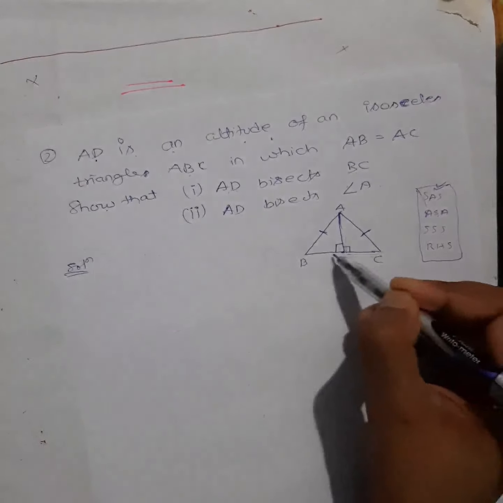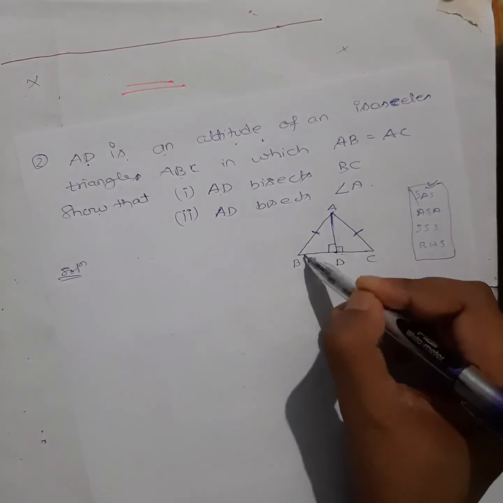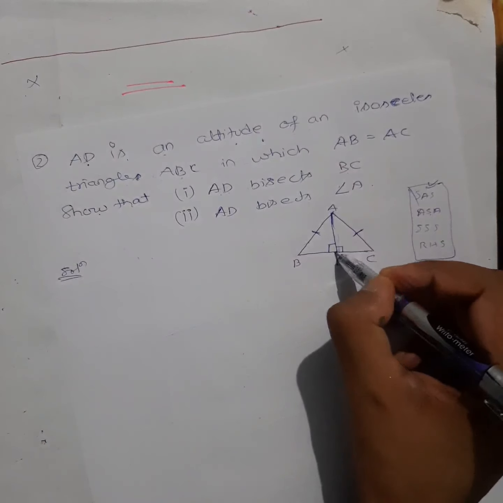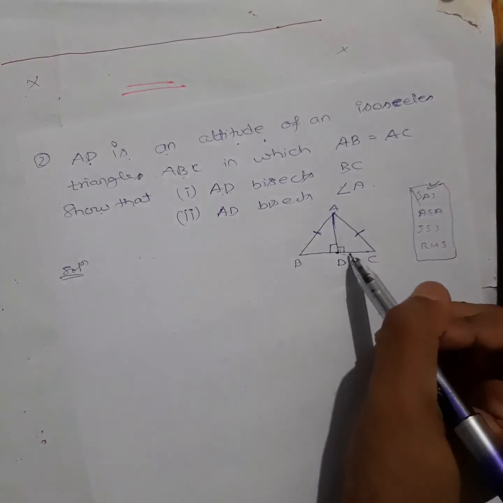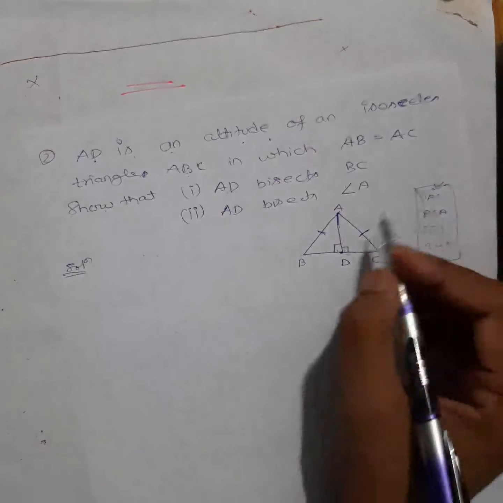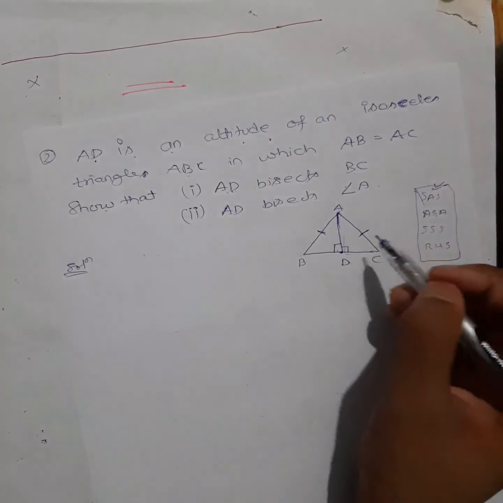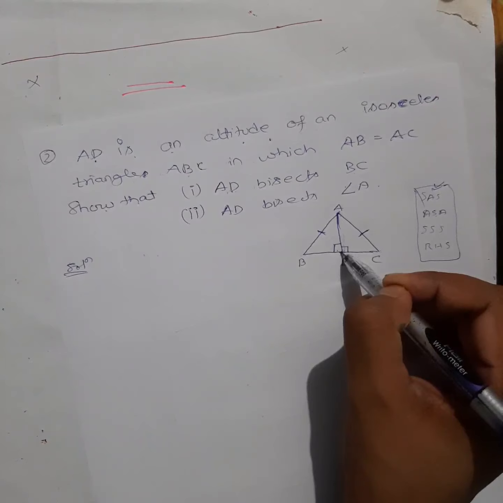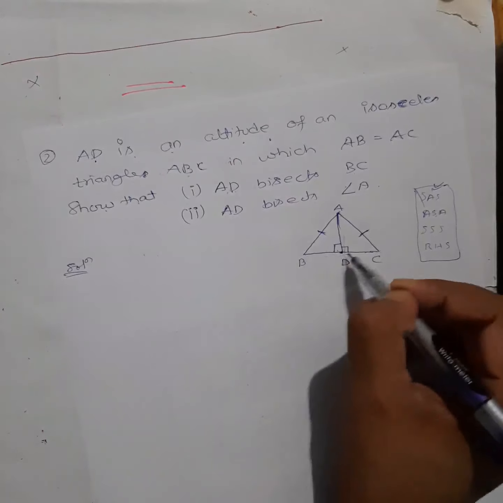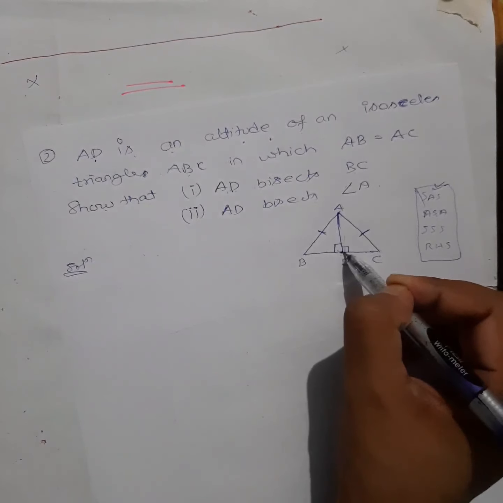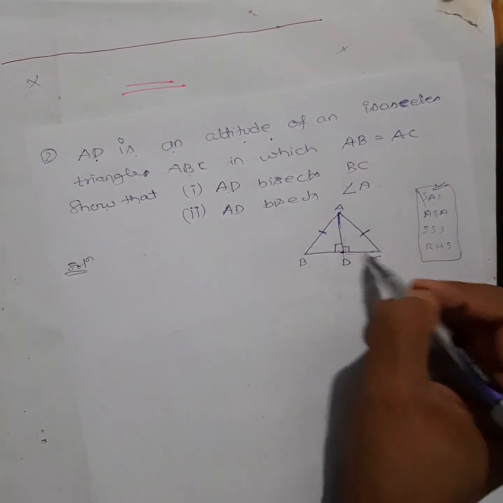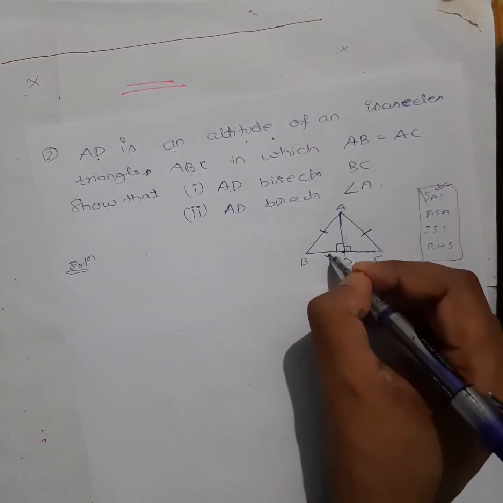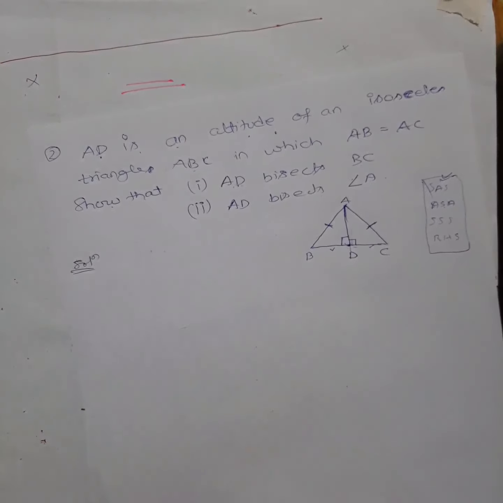AD bisects BC. Bisect BC means what? This line will cut BC from the middle, from the midpoint, and I have to show that. How will I show that? If this is the midpoint, this length and this length must be the same. If you can show these two lengths are the same, then I can say this is the midpoint, and from that, AD bisects BC. So basically you have to show this length and this length are the same.